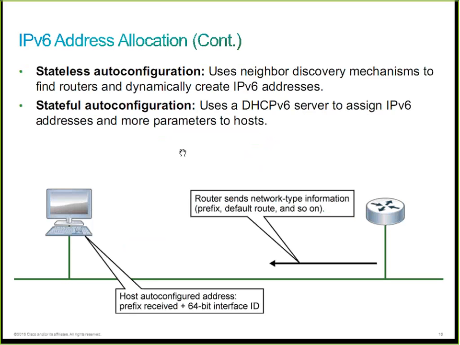Now, let's talk about IP address allocation in the case of IP version 6. Whenever we talk about IP address allocation in IP version 6, there are two different types of configuration available: stateless auto configuration and stateful auto configuration. The difference is that stateless auto configuration is automatic generation of addresses based on the neighbor devices on the network. What do I mean by that?